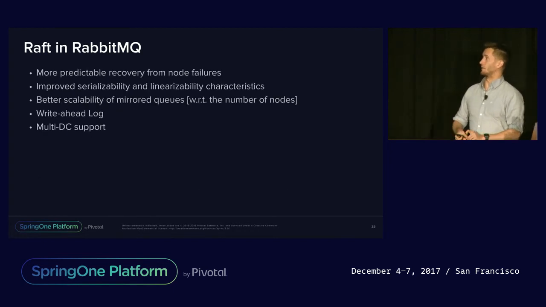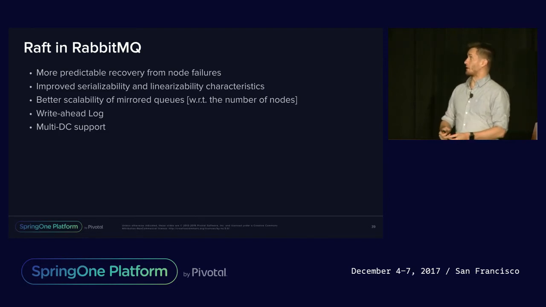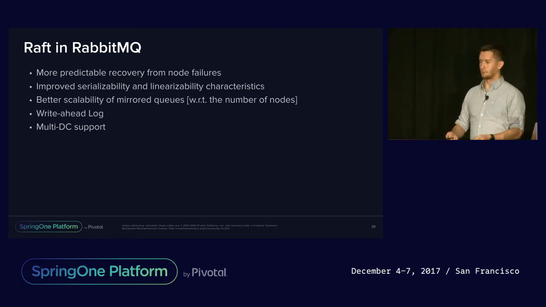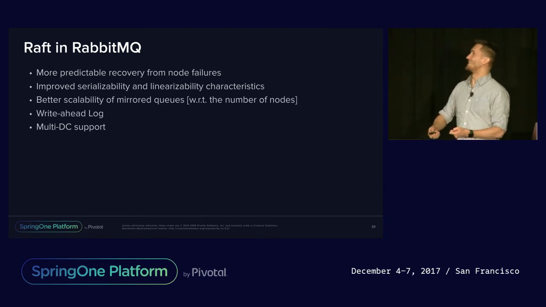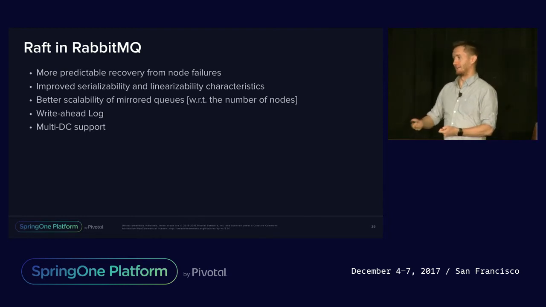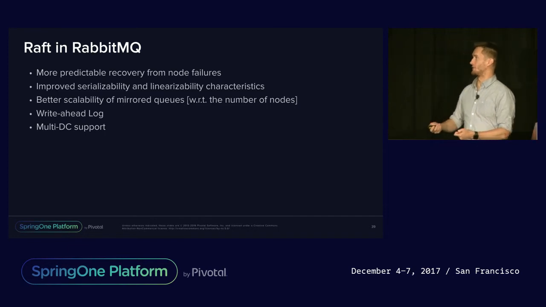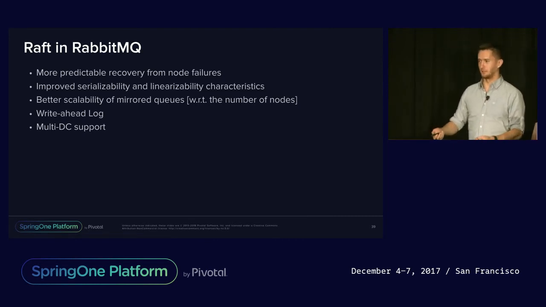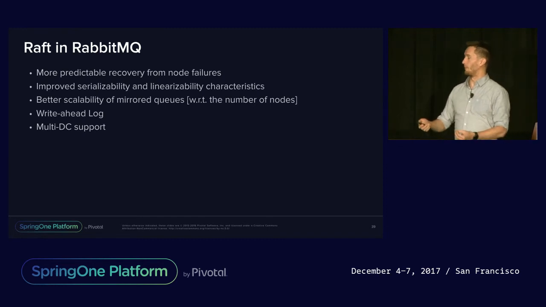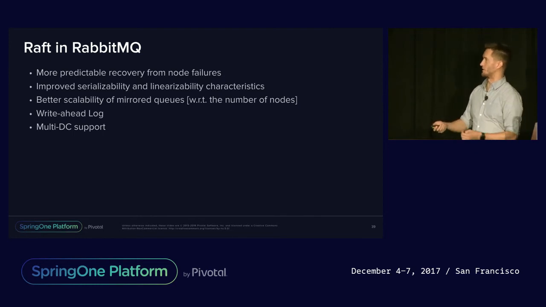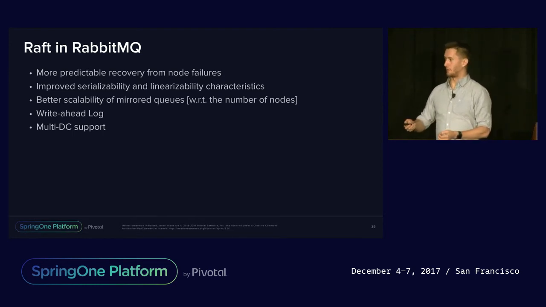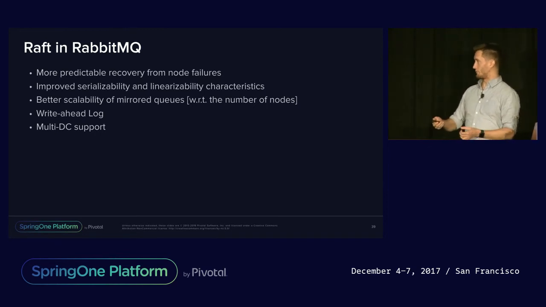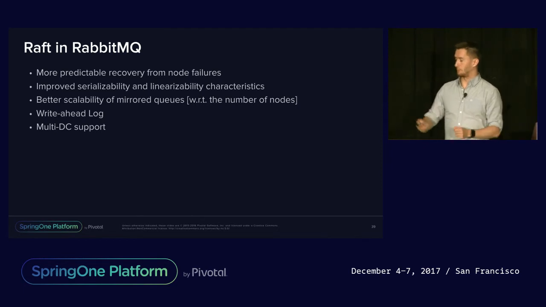So what would that give the user? As we already discussed, more predictable recovery from node failures is one thing. Improved serializability and possibly linearizability characteristics, which basically means there are certain distributed system tests, Jepsen being the most well-known one, that Rabbit may or may not pass today, but will be able to pass more of them, maybe all of them, or at least a subset, in the future. It definitely becomes more feasible. Better scalability of mirrored queues with respect to the number of nodes due to parallel replication.